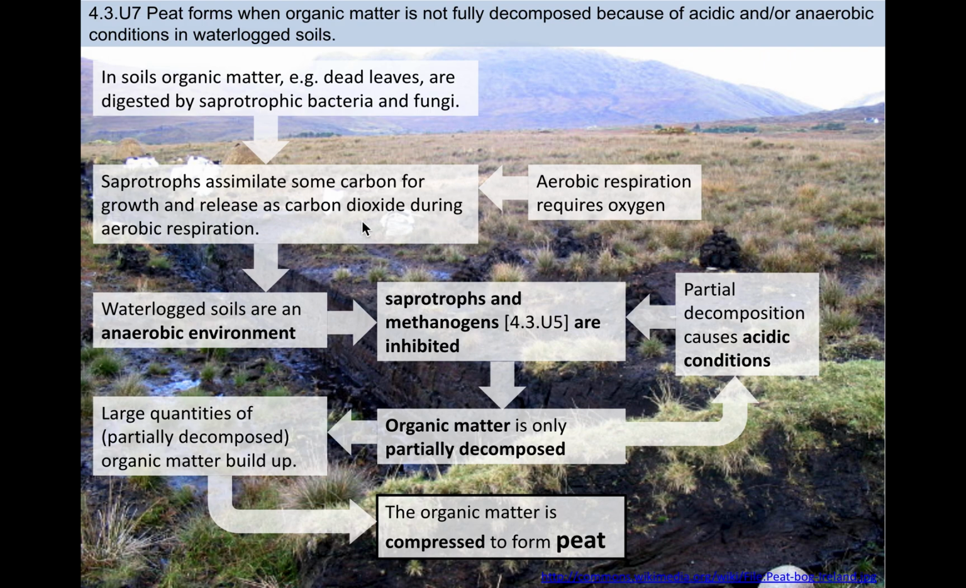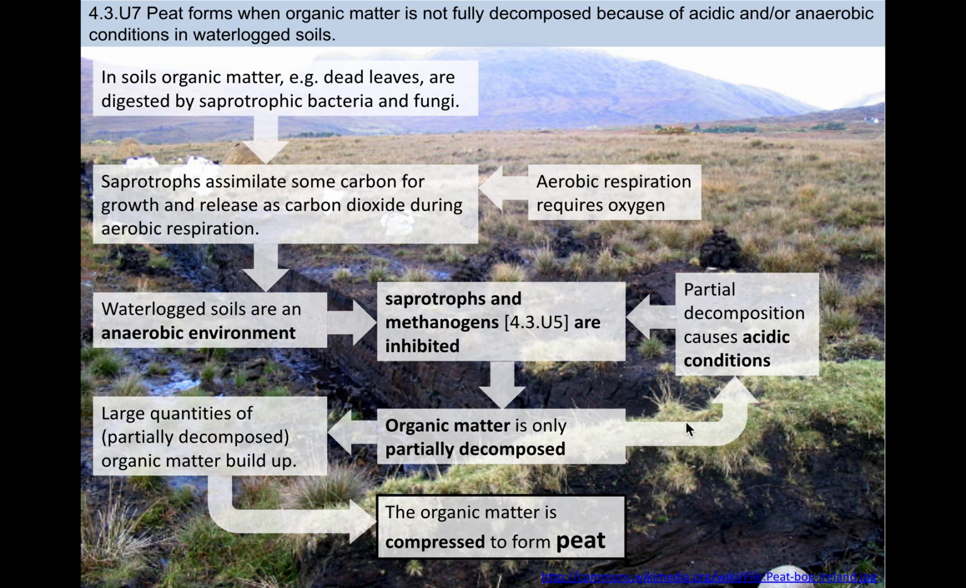So in these higher levels here, we're seeing bacteria or decomposers do what they're supposed to do when oxygen is available. But as you get deeper here, you can see this waterlogged type of soil, and we would call that an anaerobic environment. So saprotrophs and methanogens, which are bacteria that can produce methane as a byproduct, are inhibited. So they're not able to break down that organic matter, and the organic matter will now only be partially decomposed. And that creates this cycle.